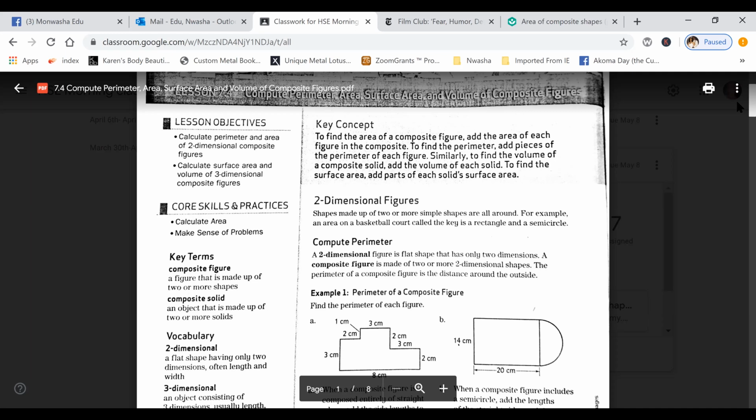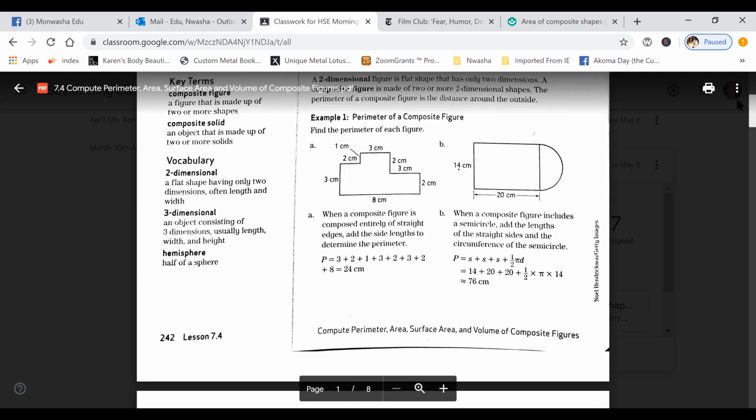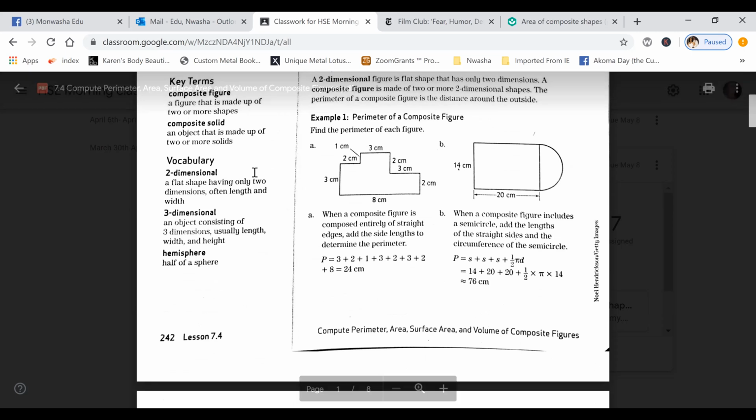But whatever you're looking at in the real world and inside of your house, you're looking to say, what are those objects made out of? So what are the figures and what are the objects made out of? And breaking it into as many pieces as you need to. So the vocabulary is also 2-dimensional, which we already know, 3-dimensional, and then hemisphere, which we did talk about a couple of times. So we said this word last week when we were on sphere, but hemisphere is half of a sphere. So we're going to look now.